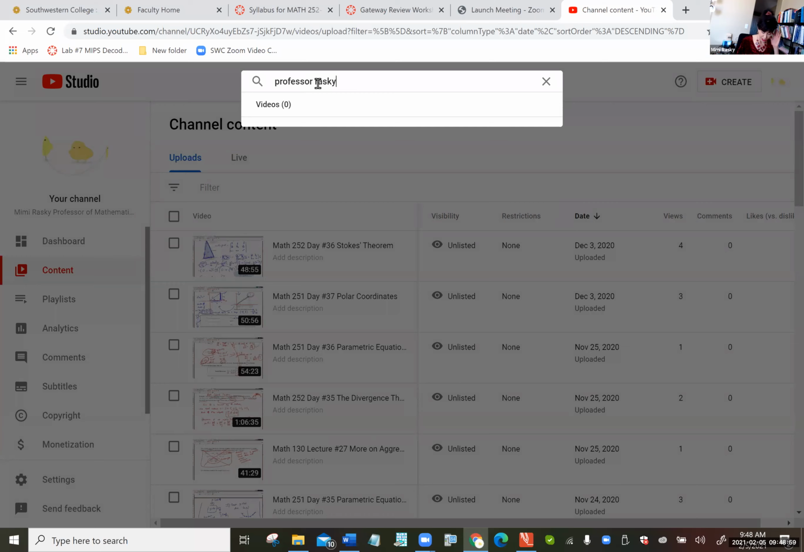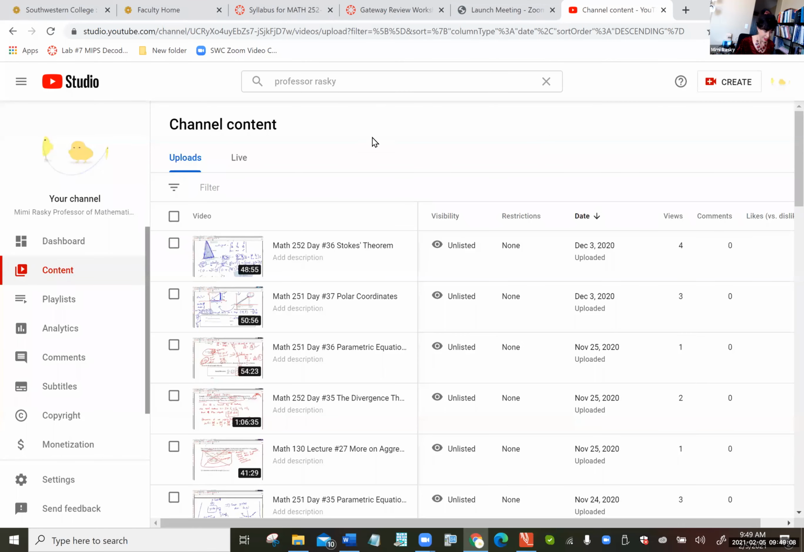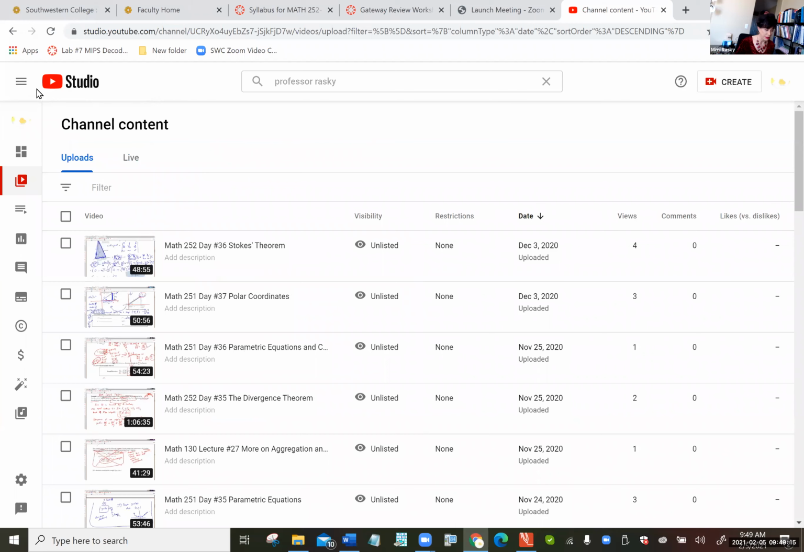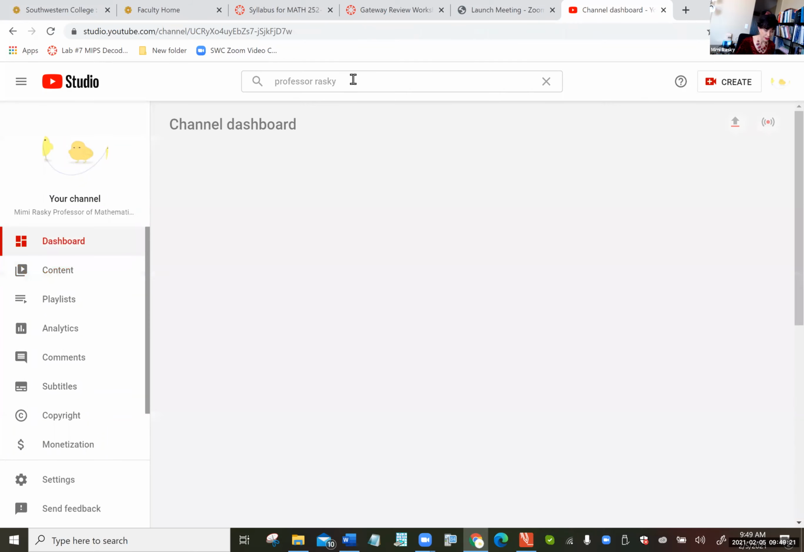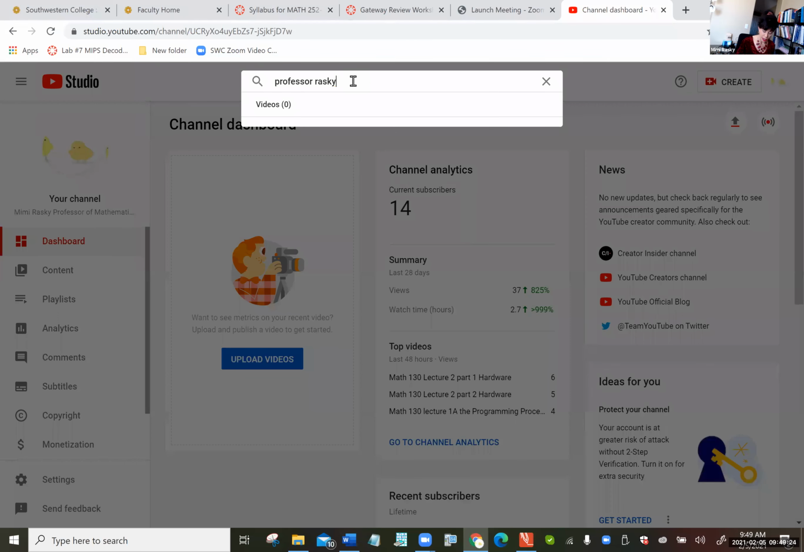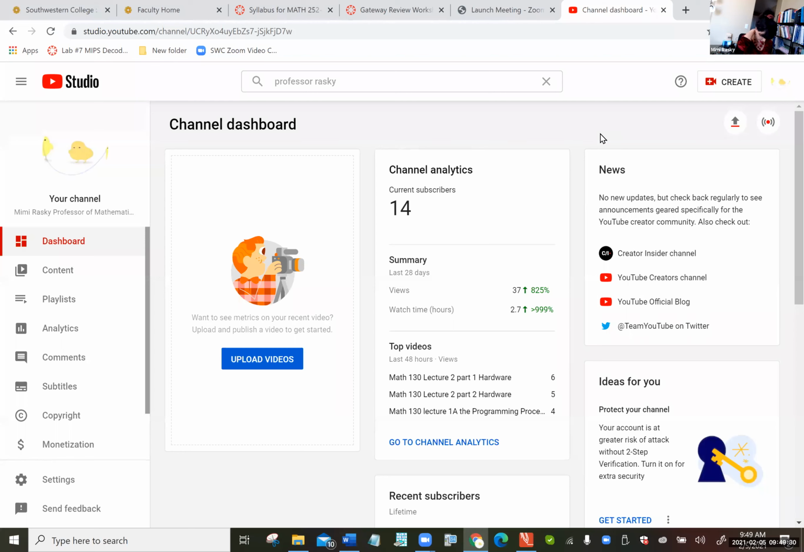If you go to Professor Rasky and you just search that, let's see if it comes up. It doesn't want to do it. So what should come up if you type in Professor Rasky here, and let me get out of studio. I don't know if I can get out of there. Let's just go to dashboard. So if I go to Professor Rasky, if you do this, it should come up with the playlist, and it looks like nothing's coming up here. I don't know why. I see it on my YouTube.